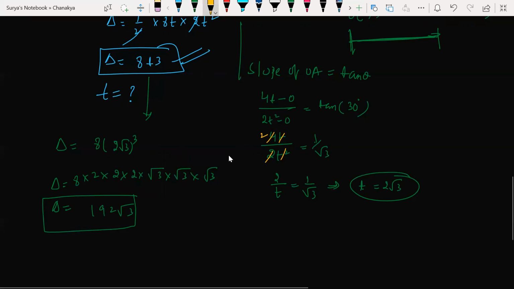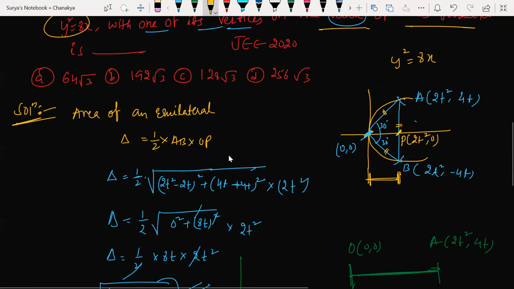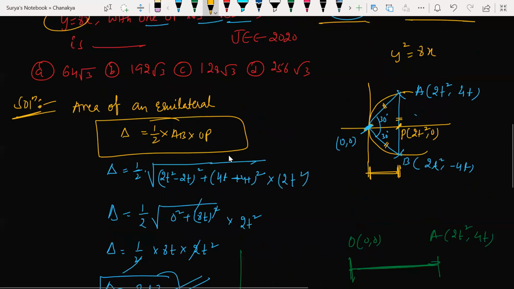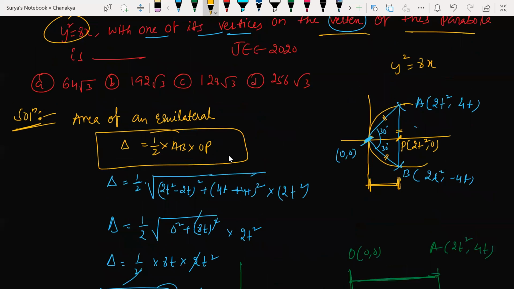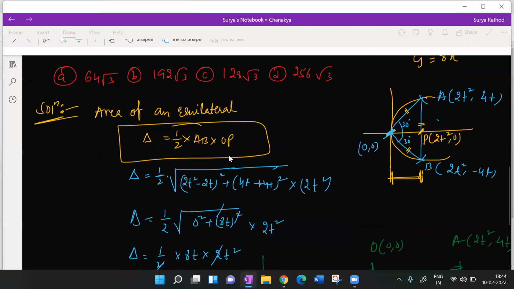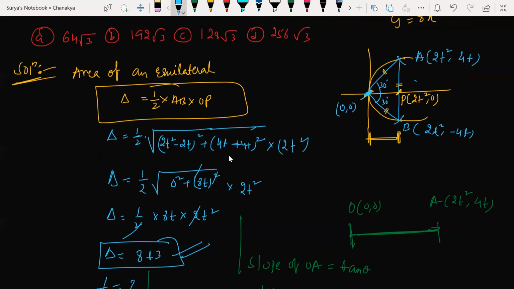Understood my point? So the area of the triangle is 192 root 3 is the answer. Any doubt, people? See, the basic formula of area of a triangle is half into base into height. I used that and got 8t cube. For finding the t value, I just found the slope of OA. Sir, why do we need to take OA only? Why can't we take OB? Take OB also, find out the slope of OB equal to tan theta, because you have the value of theta, and you can use that particular value to find out the slope of that particular OA.